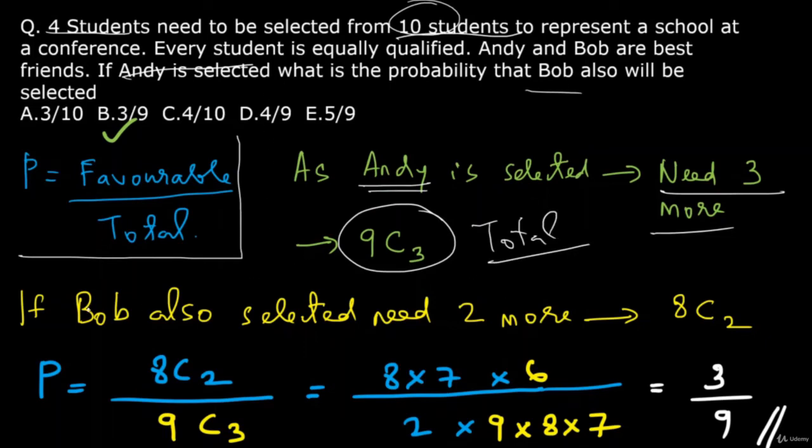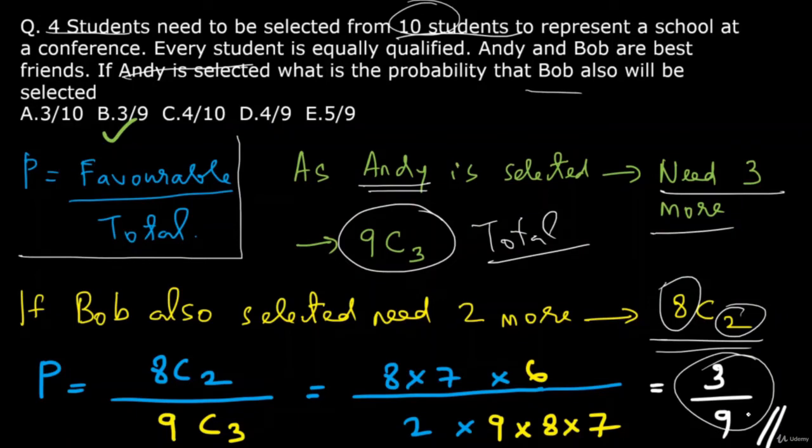Now say Bob is also selected. So already 2 students are selected. You just need to select 2 more from 8 children. So that can be done in 8C2 ways. So these are the favorable cases, because in this case Andy and Bob are already selected. Therefore probability is favorable by total. That's 8C2 by 9C3, and 8C2 is nothing but 8 into 7 by 2. 9C3 is 9 into 8 into 7 divided by 3 factorial, which is 6. And that is 3 by 9 on simplification, or 1 by 3. And therefore your answer to this question is option B.